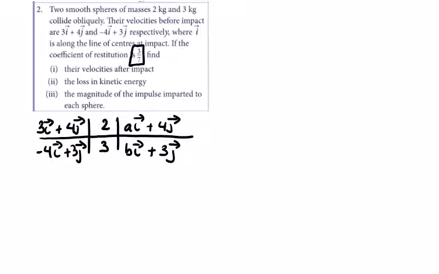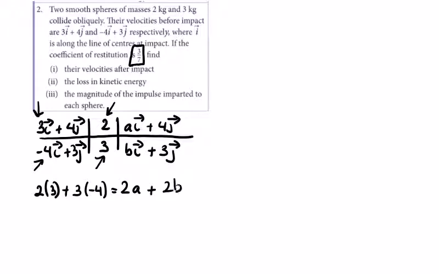So conservation of momentum, 2 by 3, this 3 being multiplied by the mass, and similarly below, 3 by minus 4, is equal to 2 times A plus 2 times B. So we're going to get 2A plus 2B is equal to 6 minus 12, minus 6, or A plus B is equal to minus 3.